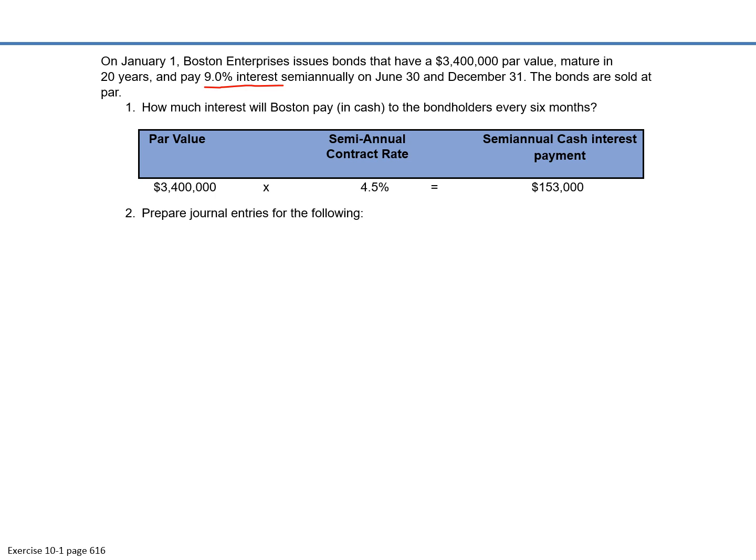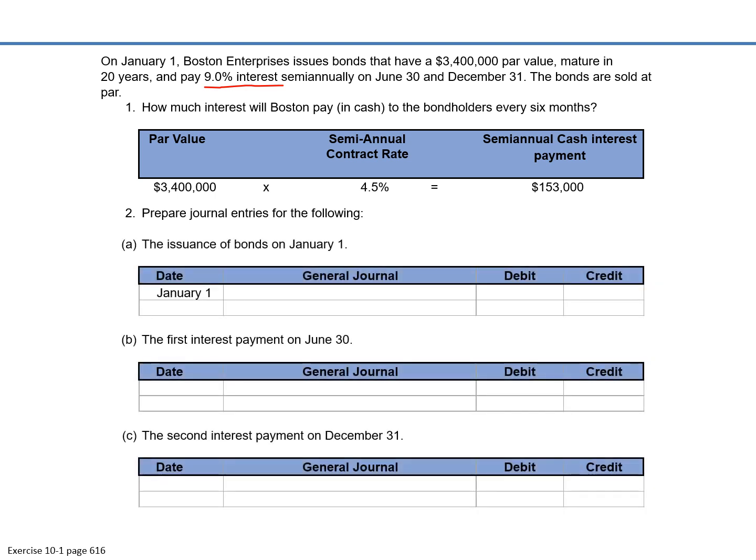So they'd like us to prepare the journal entries for the following: the issuance of the bonds on January 1st, the first interest payment on the 30th of June, and the second interest payment on December 31st. So when we issue the bonds, we're going to debit cash, and we're going to credit bonds payable for the par value.